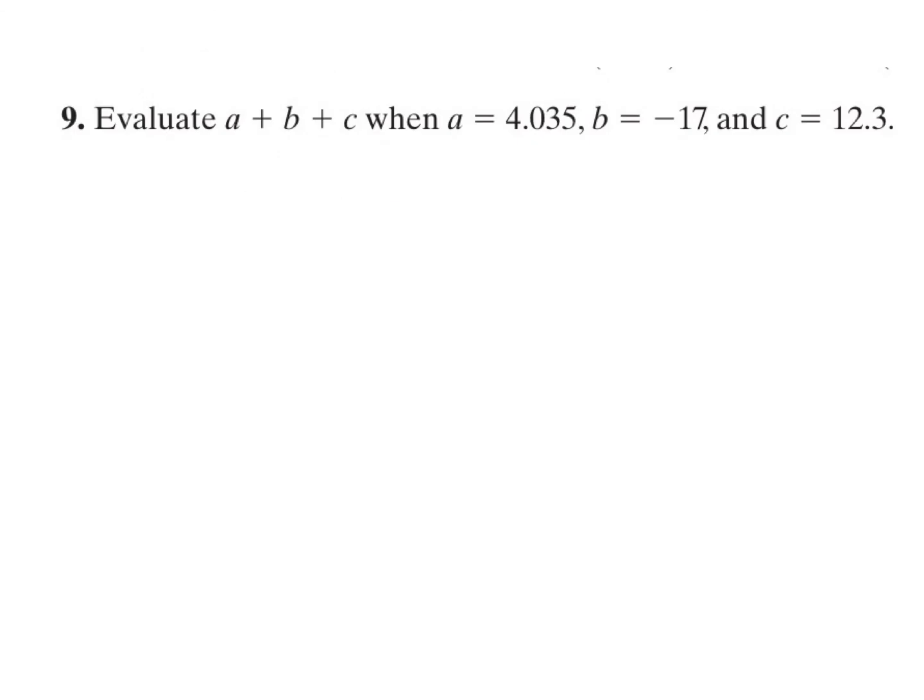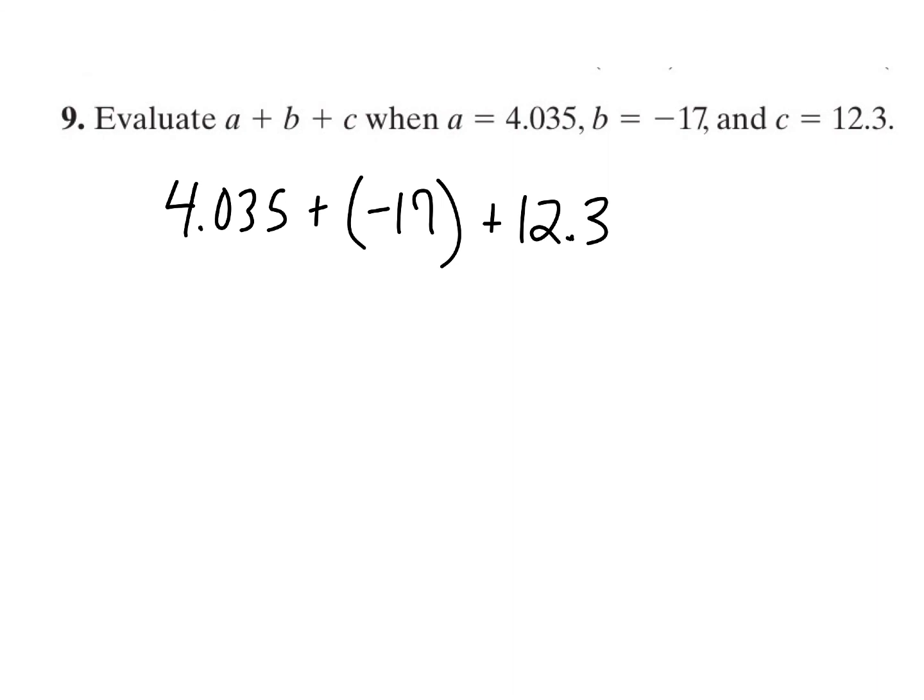Another thing we can do in this lesson is evaluate if they tell us the values of the variables. So what we need to do is just substitute. So in this case, we're evaluating A plus B plus C. They could have us evaluate things that have subtraction between them. This one happens to be all addition. So we would substitute in place of the A. In place of the B, you may want to put that as negative 17 in parentheses. And in place of the C.